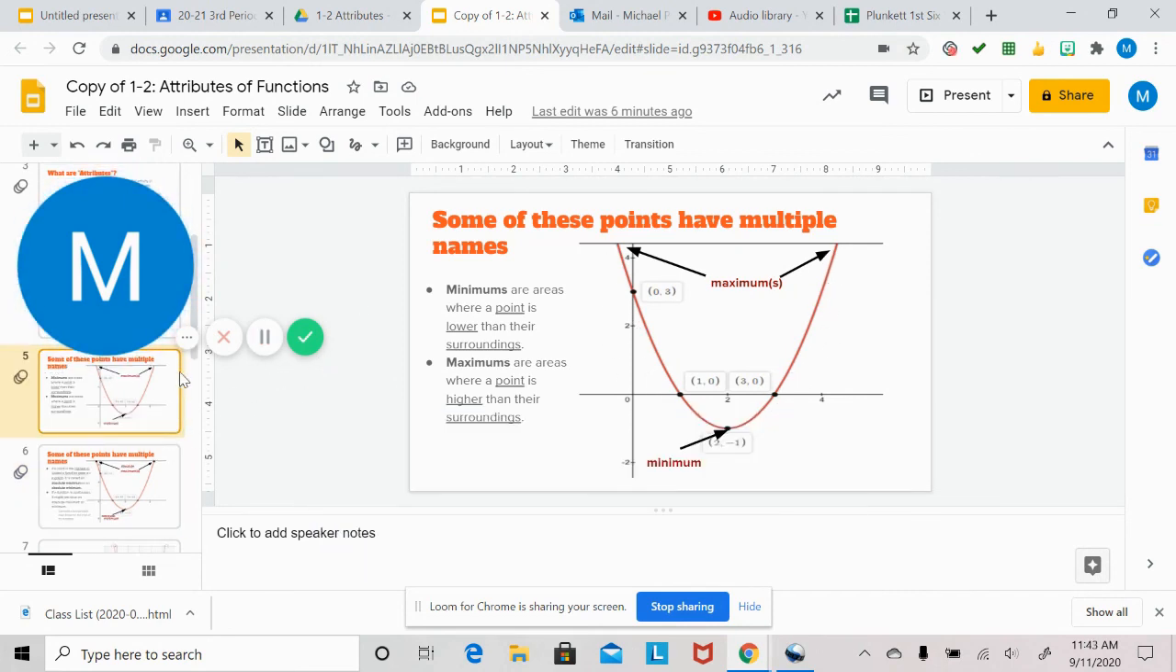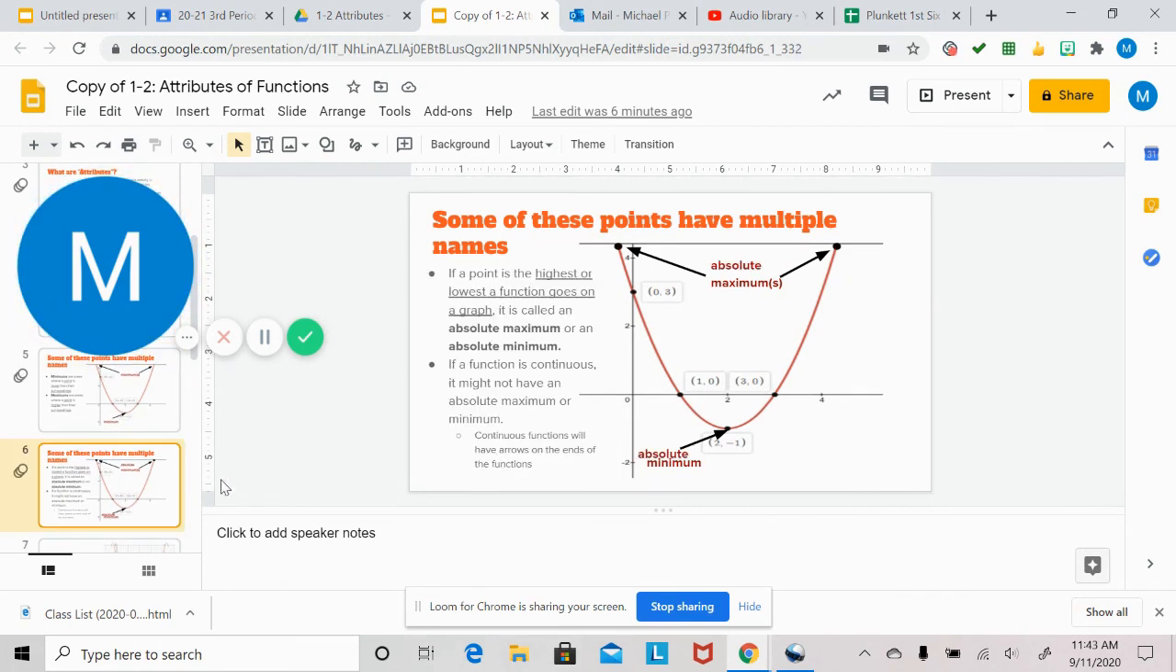The last piece that we're going to talk about with minimums and maximums is something called an absolute maximum or an absolute minimum. That word absolute in front means that it's the absolute highest or the absolute lowest. And that's a brief overview of a few of the attributes that we'll be using in Algebra 2.